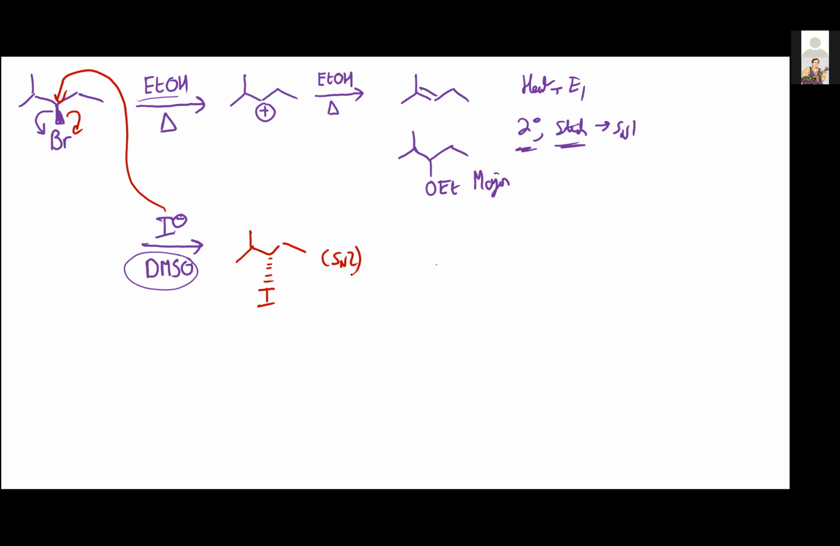Polar protic is favored by things that make carbocations. Polar aprotic is favored by things that do not make carbocations. Exactly.